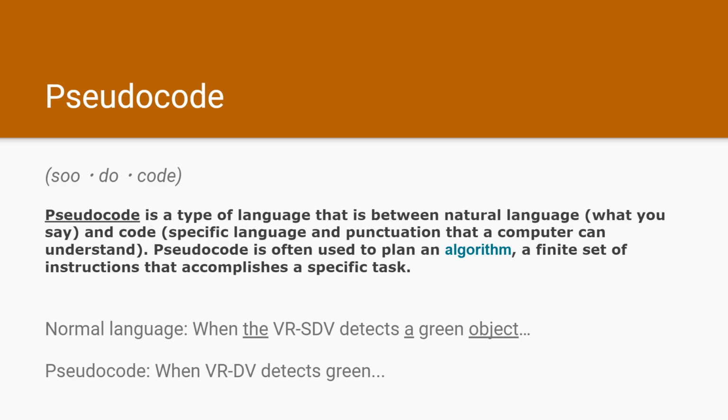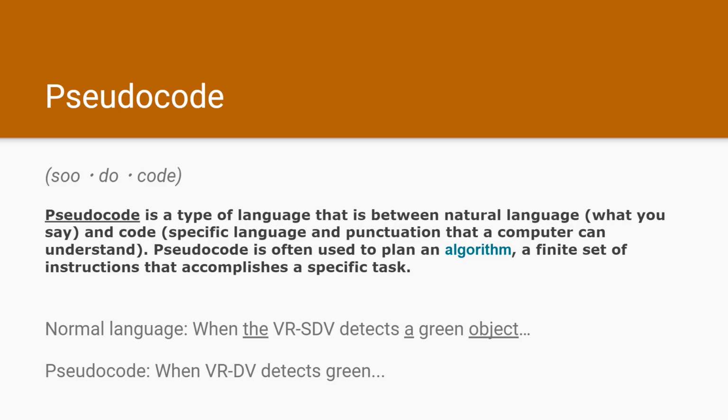But anyways, that's not the point. Pseudocode is a type of language that is between natural language, what you say, and code, specific language and punctuation that a computer can understand. Pseudocode is often used to plan an algorithm, a finite set of instructions that accomplishes a specific task.